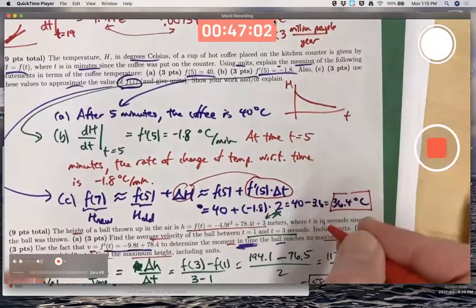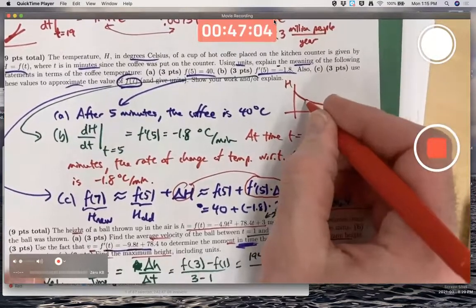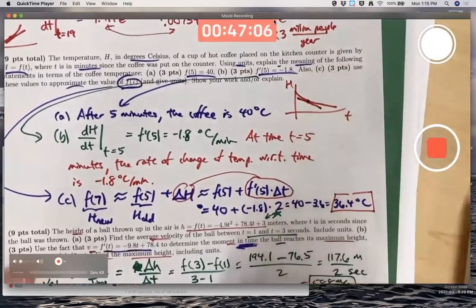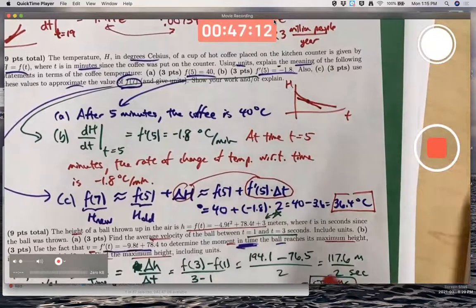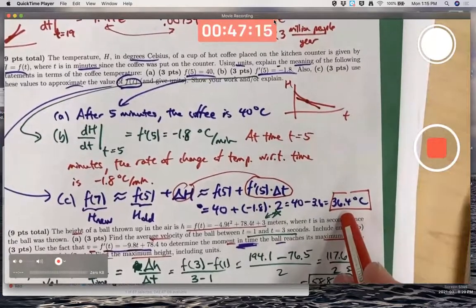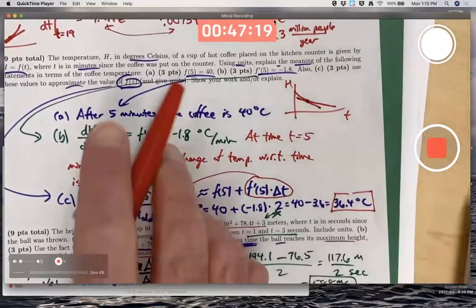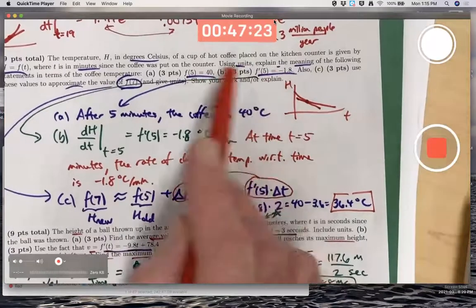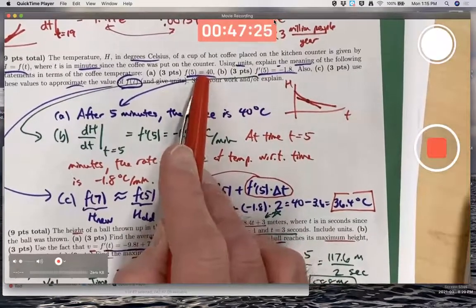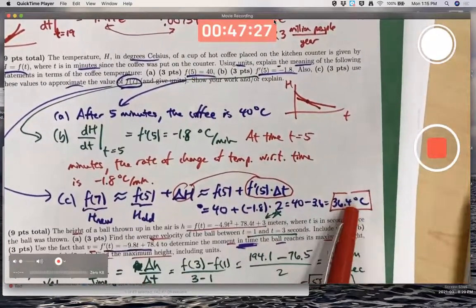In using a linear approximation, we're really using a tangent line to approximate the curve, but the curve is concave up, so the tangent line is underneath it. So the estimate's going to be too low. The actual temperature is going to be a little bit bigger than 36.4, assuming these measurements are correct here. Assuming I've got instruments that can measure these quantities, I use a linear approximation. This is going to be a little bit too small.